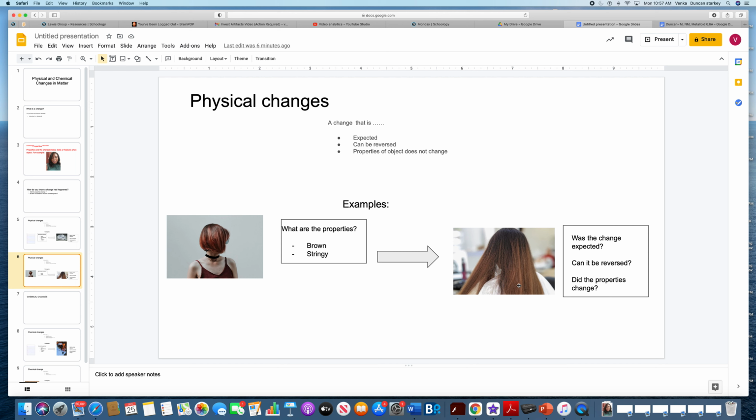Is it still hair? Yes. So this change is a physical change. Was it expected? Yes. Can it be reversed? Yes. Did the properties not change? Yes. Okay, so the properties are still the same. The properties did not change.